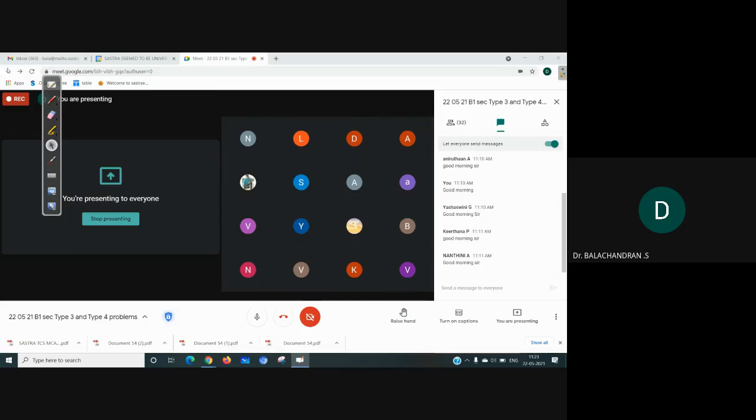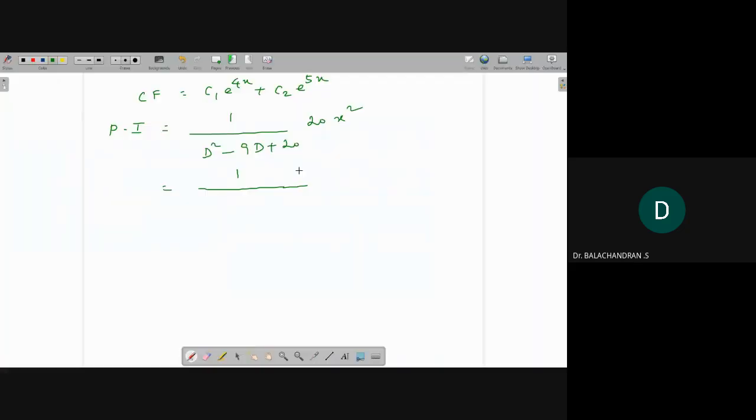Again, I'll repeat. If the constant is here, you take 20 commonly. Suppose the constant is not here, you should take the least power of d commonly, that is minus 9d. Minus 9d is also not there, so you just have d square. Then what will you do in that case?